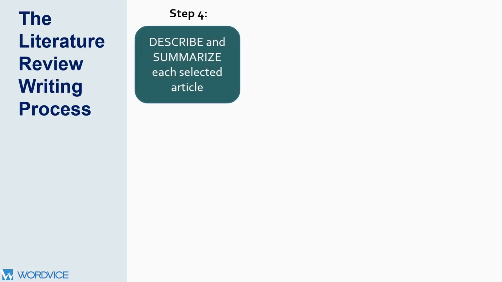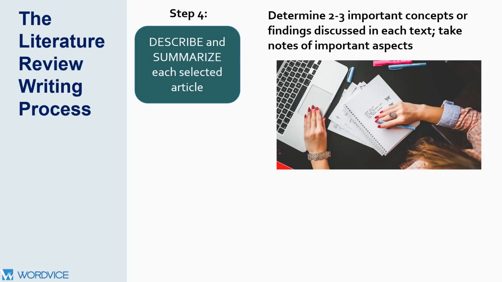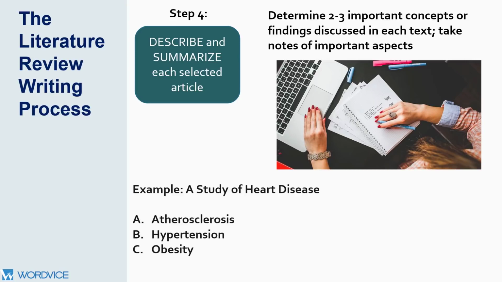Following this, it's time to describe and summarize each article. Provide the essential information of the article that pertains to your study. Determine 2 to 3 important concepts, depending on the length of your article, that are discussed in the literature. Take notes about all of the important aspects of this study relevant to your topic being reviewed. For example, in a study of heart disease, perhaps some of the main concepts are arteriosclerosis, hypertension, and obesity. Note these concepts and then write a brief summary about how the article incorporates them.